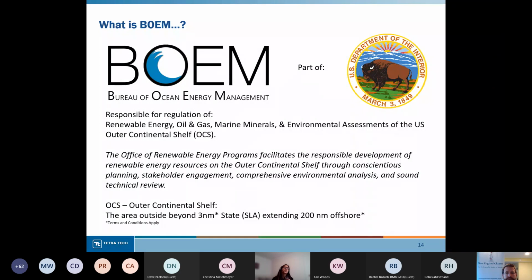So while these projects are connecting on into different states and driven by state policies, there's still a significant federal permitting process because they are offshore outside of state waters.